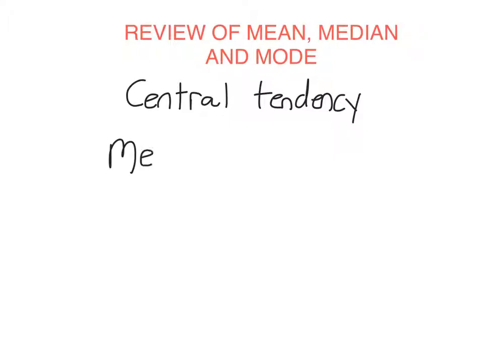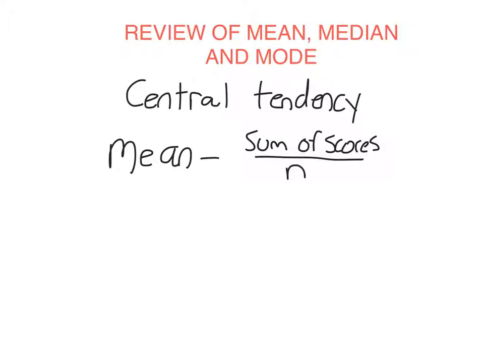So the mean is the one that most people commonly call the average, even though the mean, median, and mode are all averages of data. The mean is the sum of all the scores, and you divide by n, which is the number of scores. So for the mean, just add them all up and divide by how many there are.